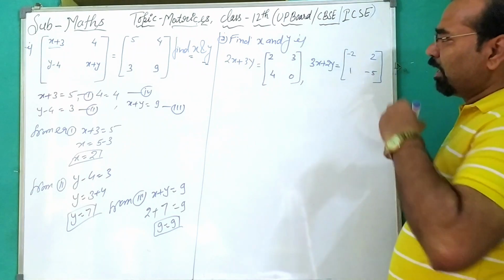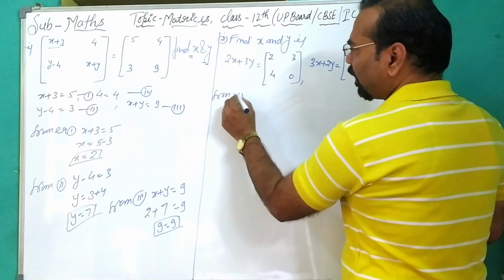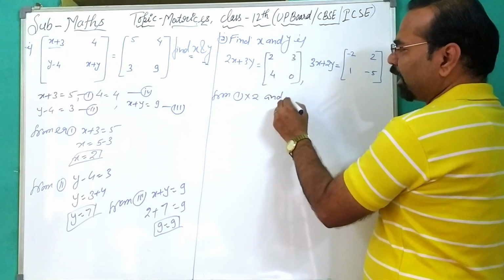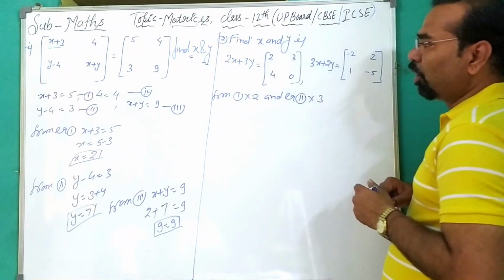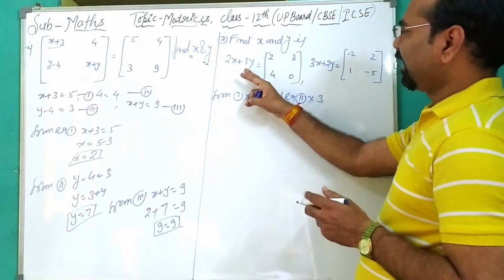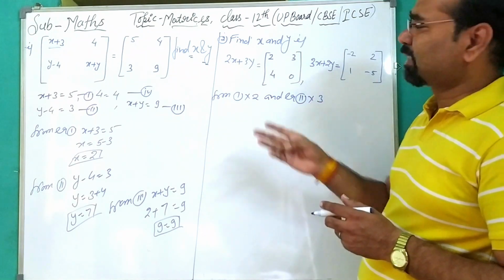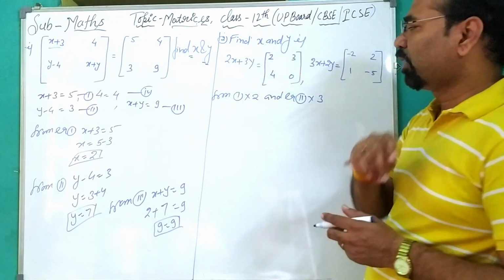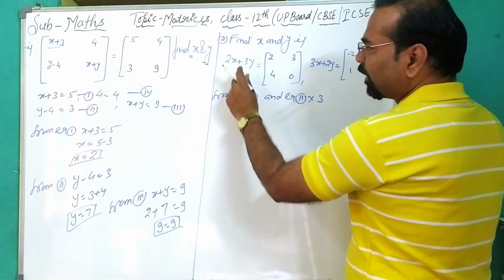पहले हम इक्वेशन 1, मतलब from equation 1 is multiply by 2 and equation 2 is multiply by 3. Why we do? Because 2 3s are 6 and here 2 3s are 6. Both the values are 6. आप यहाँ पे भी एक कर सकते हैं, 3 का कर सकते हैं, यहाँ 2 का कर सकते हैं. आपकी वैल्यूज आपस में इक्वल आ जाएंगी. तो from equation 1 we can multiply by 2.